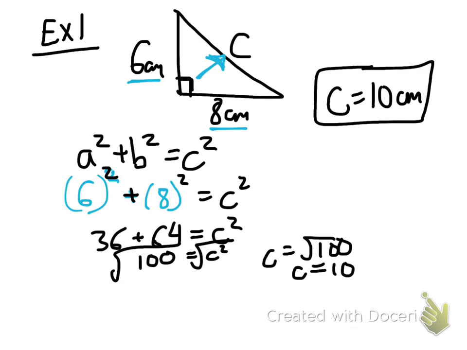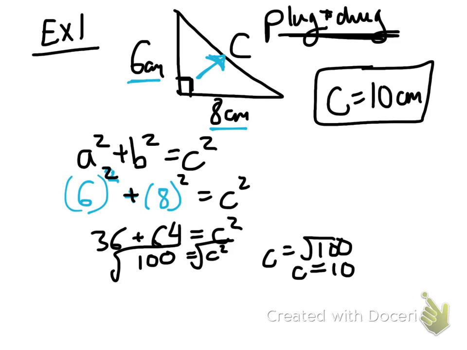Okay, so this is really easy, you're plugging and chugging. That's what the Pythagorean theorem oftentimes is, plug and chug type problems. You have two things, you're solving for the third unknown.